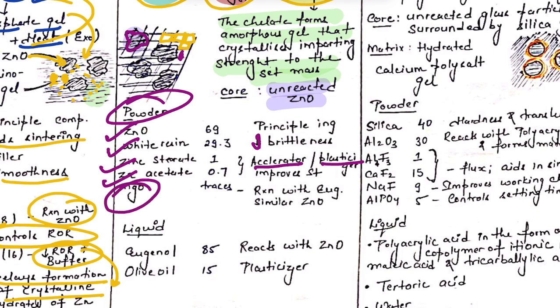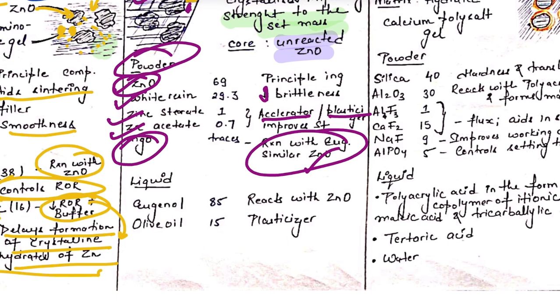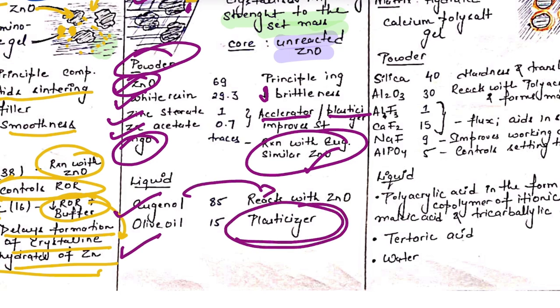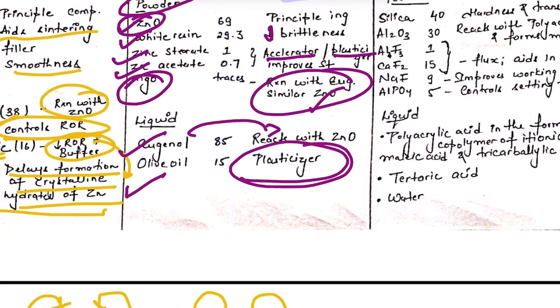Then we have magnesium oxide in traces. It reacts with the acid in a similar way to zinc oxide. The liquid only contains eugenol and olive oil. Eugenol reacts with zinc oxide, and olive oil is again a plasticizer which holds everything together.